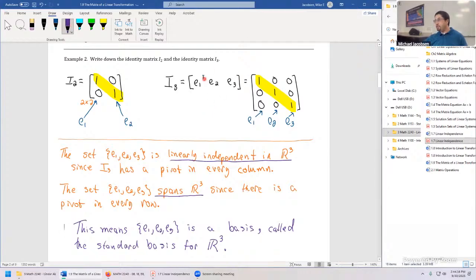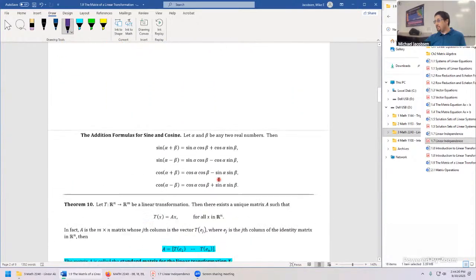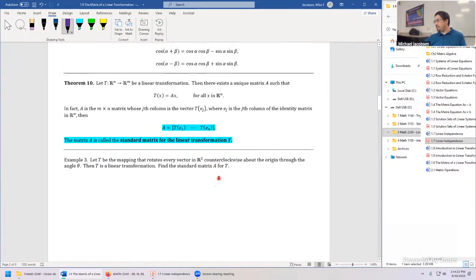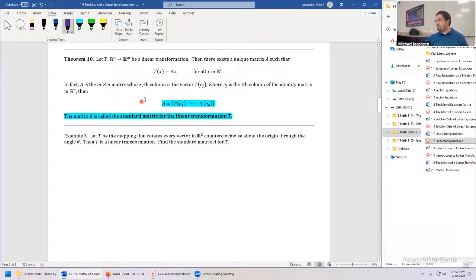Okay, another use for these vectors, the standard basis vectors, is this theorem. Let's hide this trigonometry for just a moment. This theorem that we were looking into, theorem 10. So theorem 10 is a powerful construction theorem. It says, if we have a linear transformation going from Rn to Rm, there will be a unique matrix A. So this exists and we can find it, such that T of x equals A times x. That's the standard matrix of the transformation.